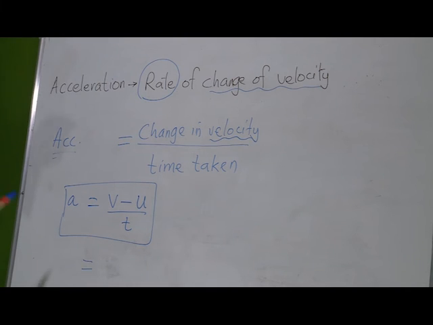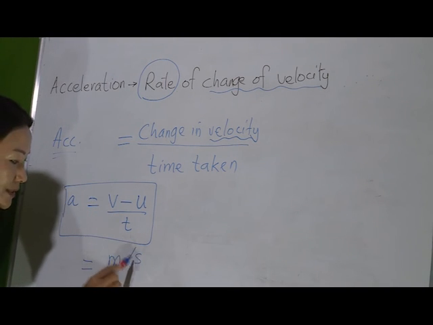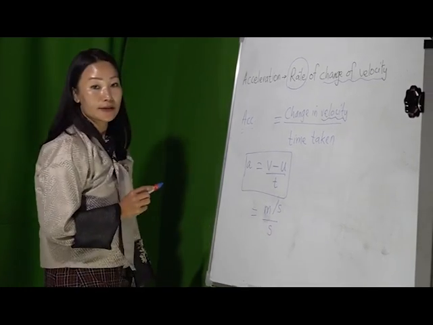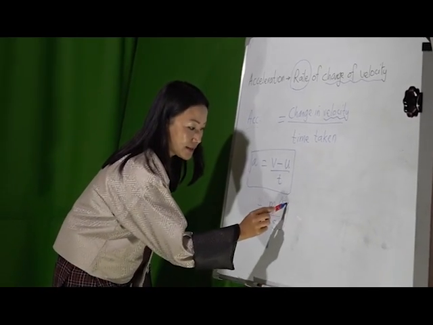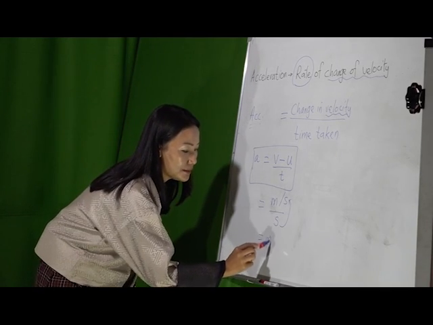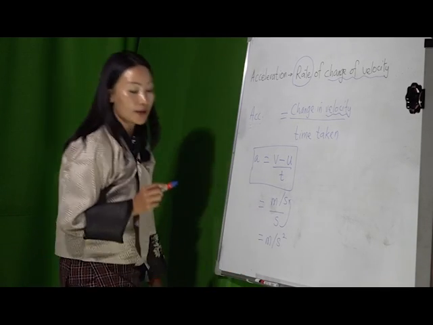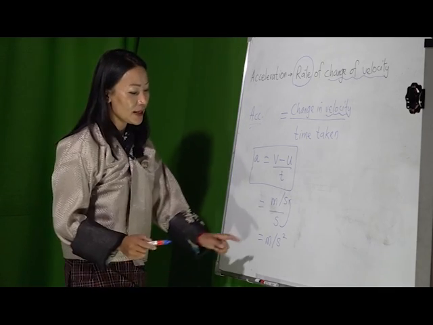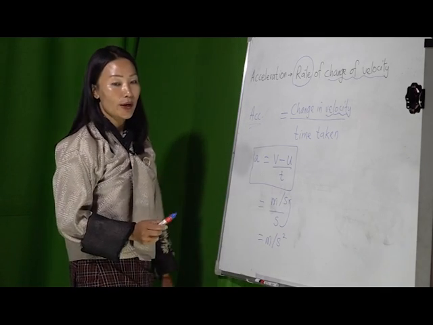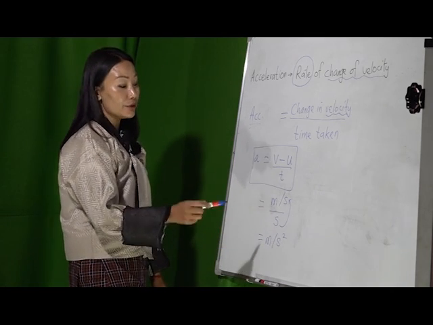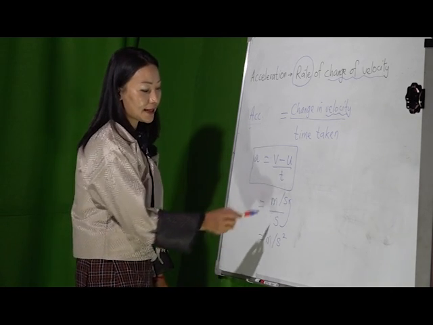Now, I hope you know that the unit for velocity is meter per second and the unit for time is second. So if you take this second down, then this becomes meter per second square. So the SI unit for acceleration is meter per second square. If you think that you cannot say this properly, then you can also say meter per second per second.